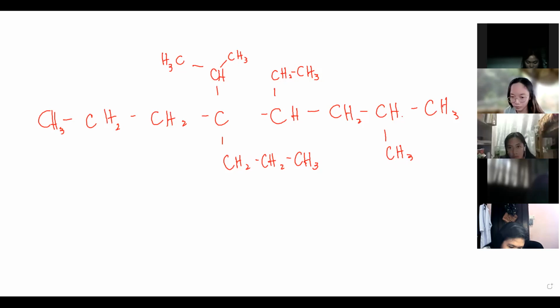Walang kasali si sec, si tert, ha, sa alphabetical naming, si iso lang.